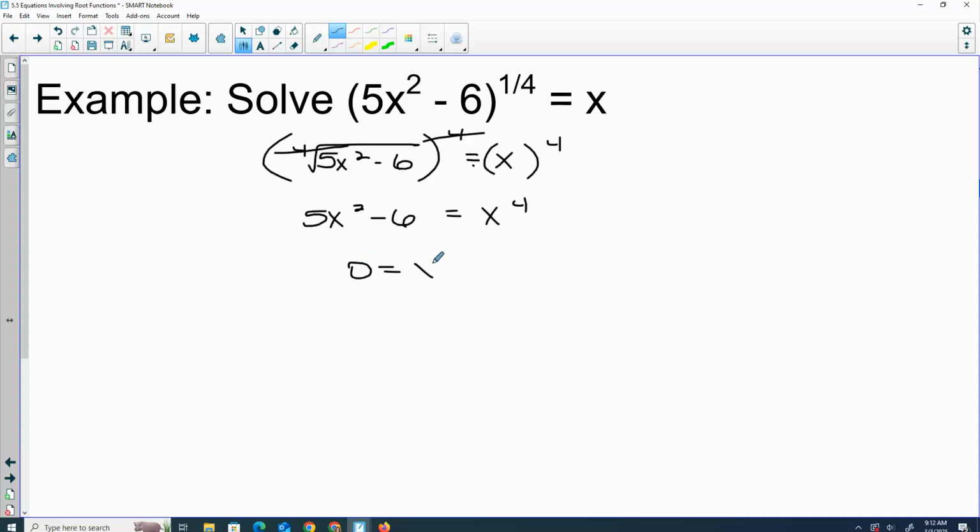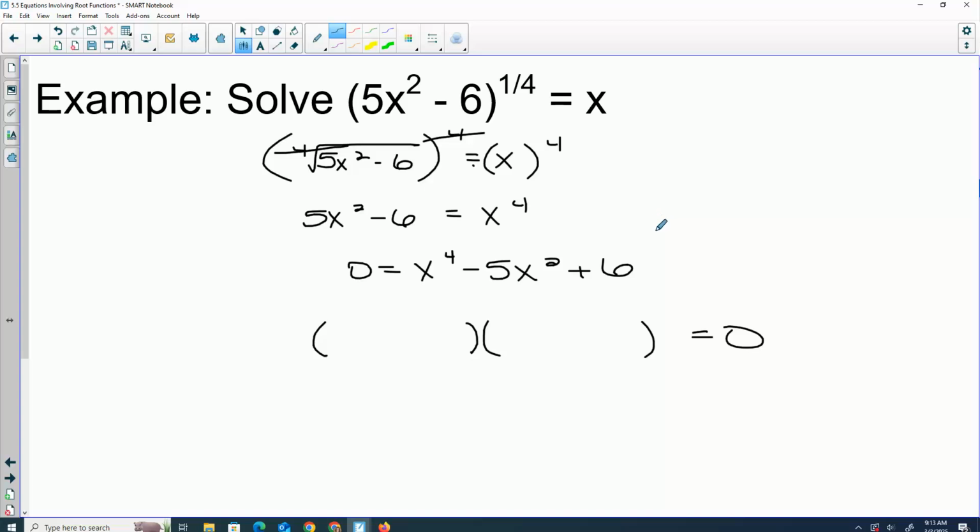So if I bring everything over to one side, it's x to the 4th minus 5x squared plus 6. Alright, it's not a true quadratic, but we can factor it like one. It would be negative x to the 4th plus 5x. If you brought it over to the left, I brought these two over to the right to make my x to the 4th positive, but it's the same either way.